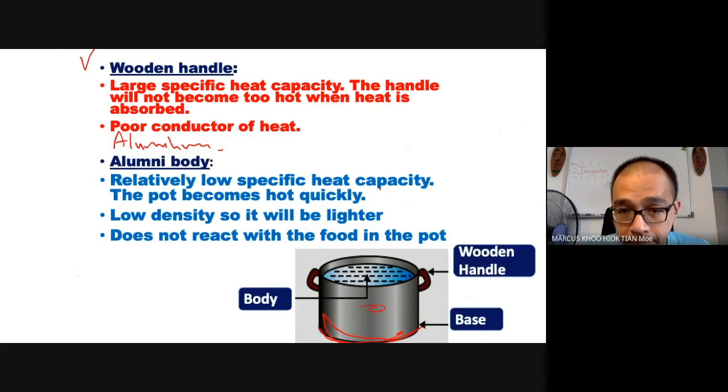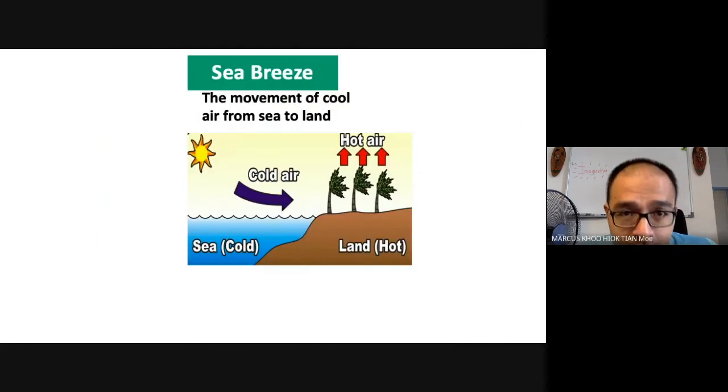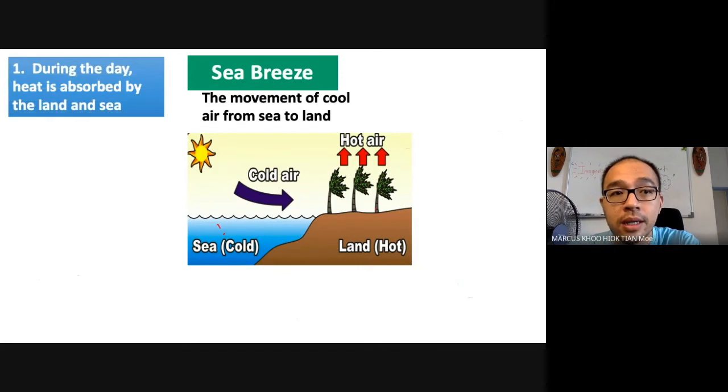All right. Next, another application of this is sea breeze and land breeze. Have you ever been to the beach in the daytime and in the nighttime? You'll find that in the daytime, standing on the land, obviously it's much hotter. But in the nighttime, when you stand in the sea, it's hotter than on land. And this happens because of the movement of sea breeze and land breeze.